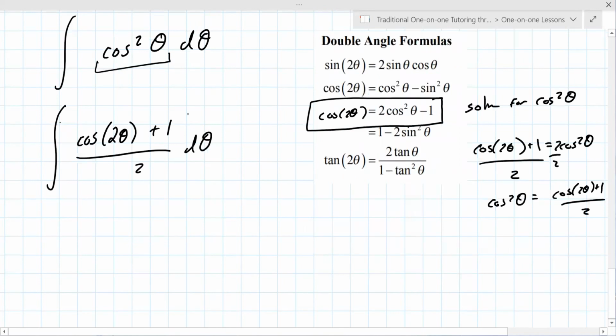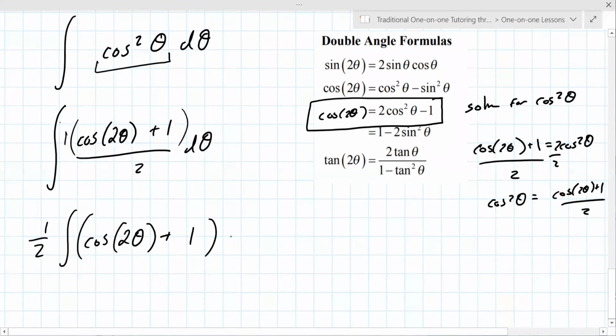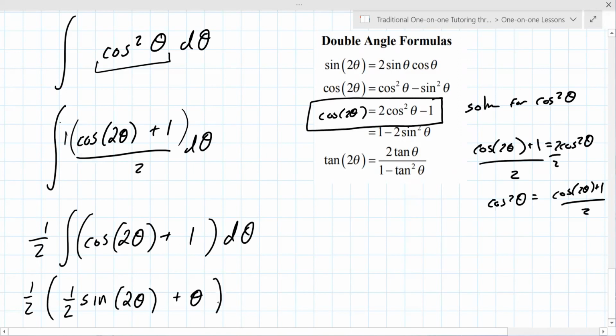This 1/2 comes out. I would just bring that out. So you have 1/2 integral of cosine 2 theta plus 1 d theta. The antiderivative of cosine is sine of 2 theta, but because of the chain rule, you have to put a 1/2 there. The antiderivative of 1 is theta, and you put that there. Let me know if there's anything that's not clear before we move on. Good.